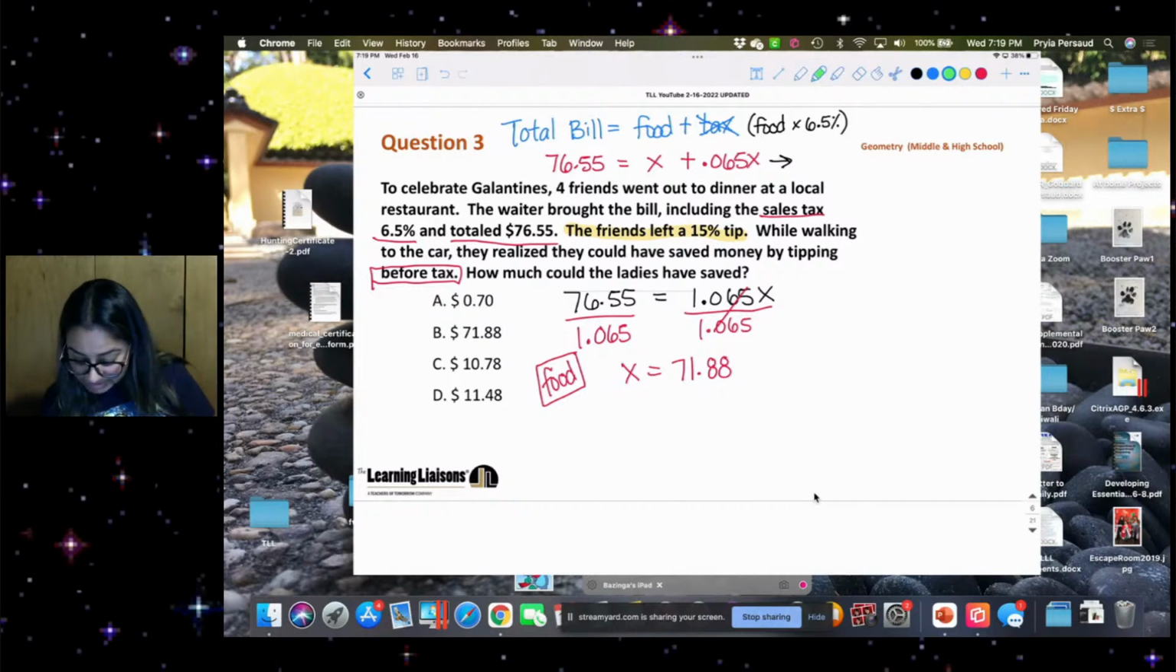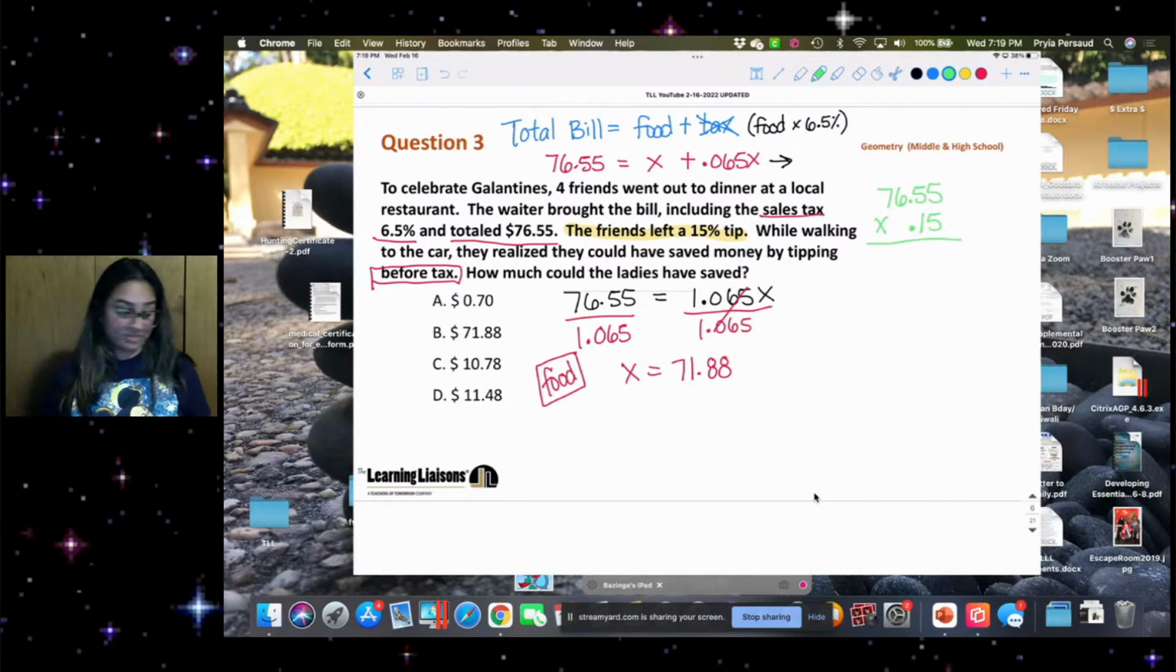So my first tip amount is 76.55, and I'm multiplying that by 15%, which happens to be 0.15 in decimal form. I can't multiply by actual 15%, I have to change it. So when I multiply, what do I get? I get that they left a tip of $10.78. Just kidding, that's a lie. They left a tip of $11.48.